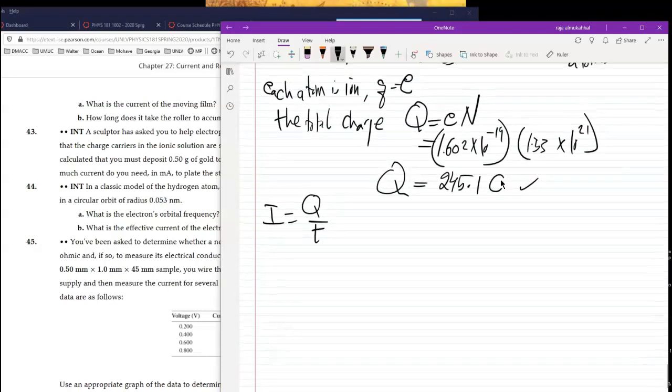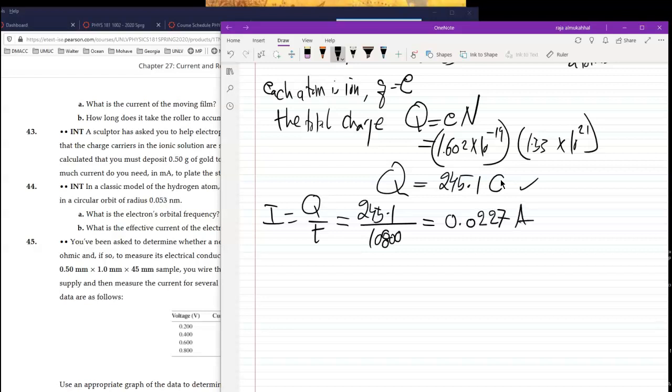So what you want to do is calculate the current, which is the charge, 245.1, divided by the time, 10800 seconds. You calculate that, and it turned out to be 0.0227 amp, or the current is roughly 23 milliamp. And there we go. You got it, guys?